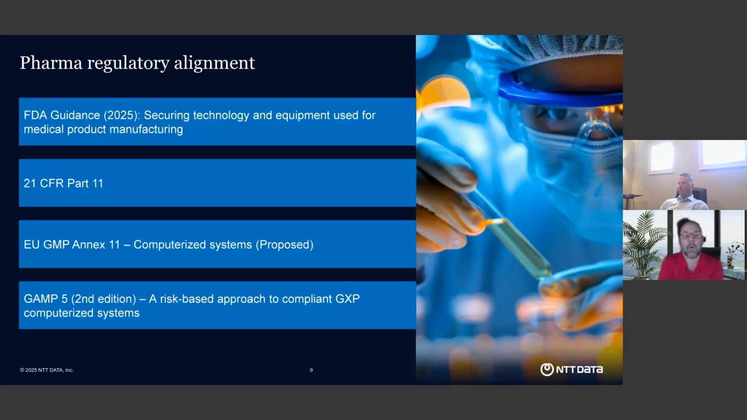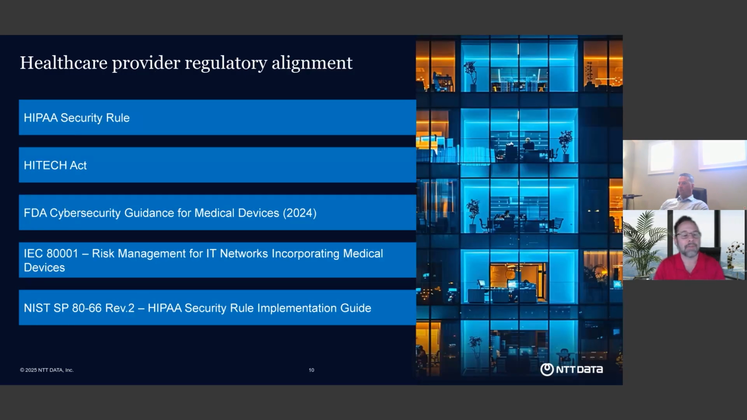So let's take a really quick overview. When we talk about regulatory alignment, this is not going to be a presentation on regulations. I wouldn't put anybody through that. But there are a lot of regulations that affect and/or involve connected devices. So we have FDA guidance that's out there. We have 21 CFR Part 11 in the pharmaceutical space. We have GMP Annex 11 out of the EU, GAMP 5. All of these things have direct, explicit, or implicit references to connected medical devices or connected devices, operational technology, that kind of stuff.